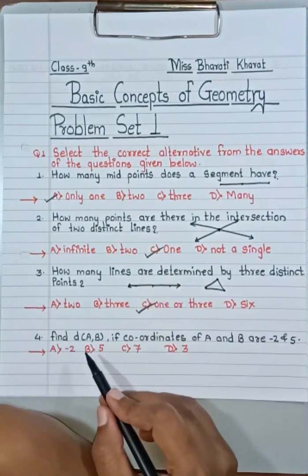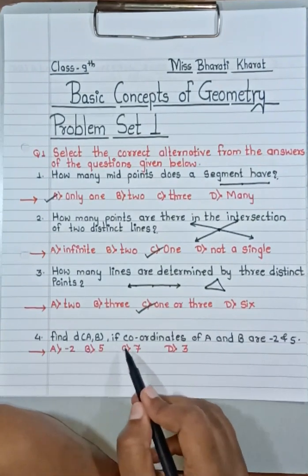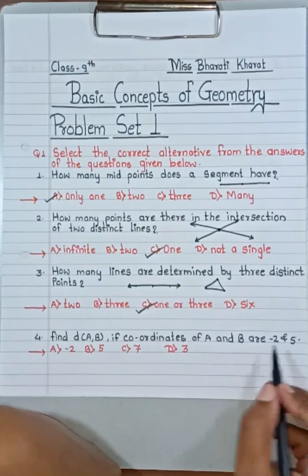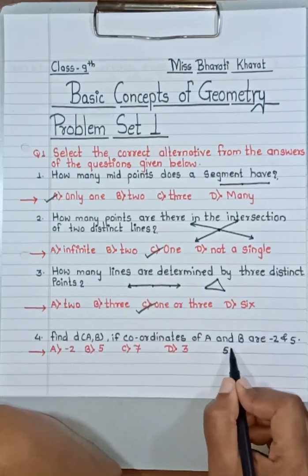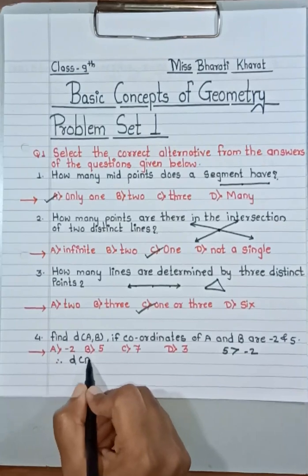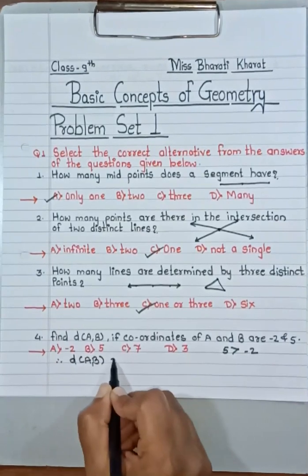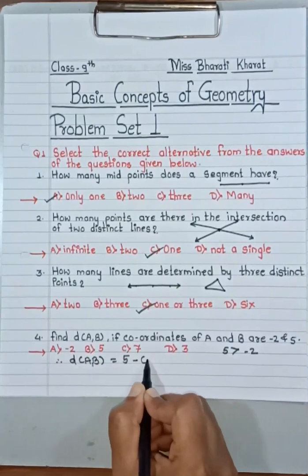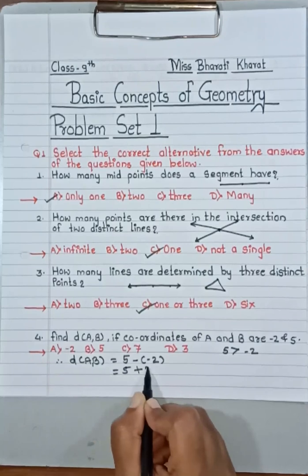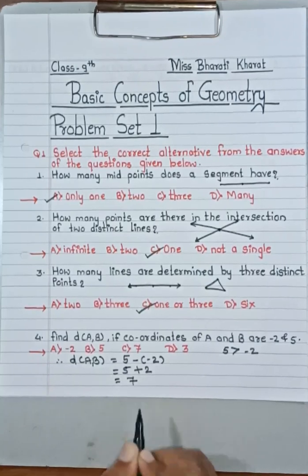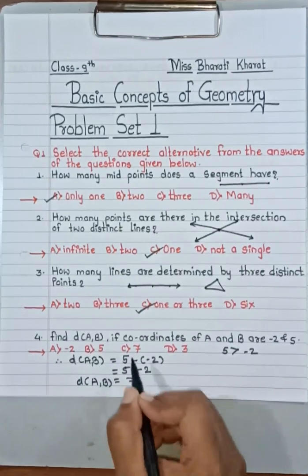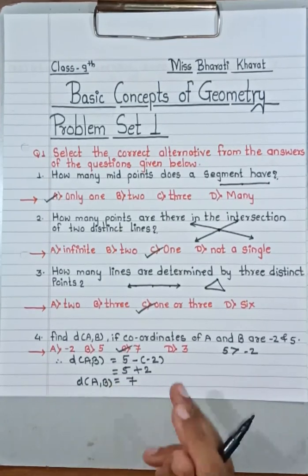Now question number 4, that is find distance AB if the coordinates of A and B are -2 and 5. You very well know that 5 is greater than -2. Therefore distance AB is equal to 5 minus -2, that is 5 plus 2, that is 7. So distance AB is 7.